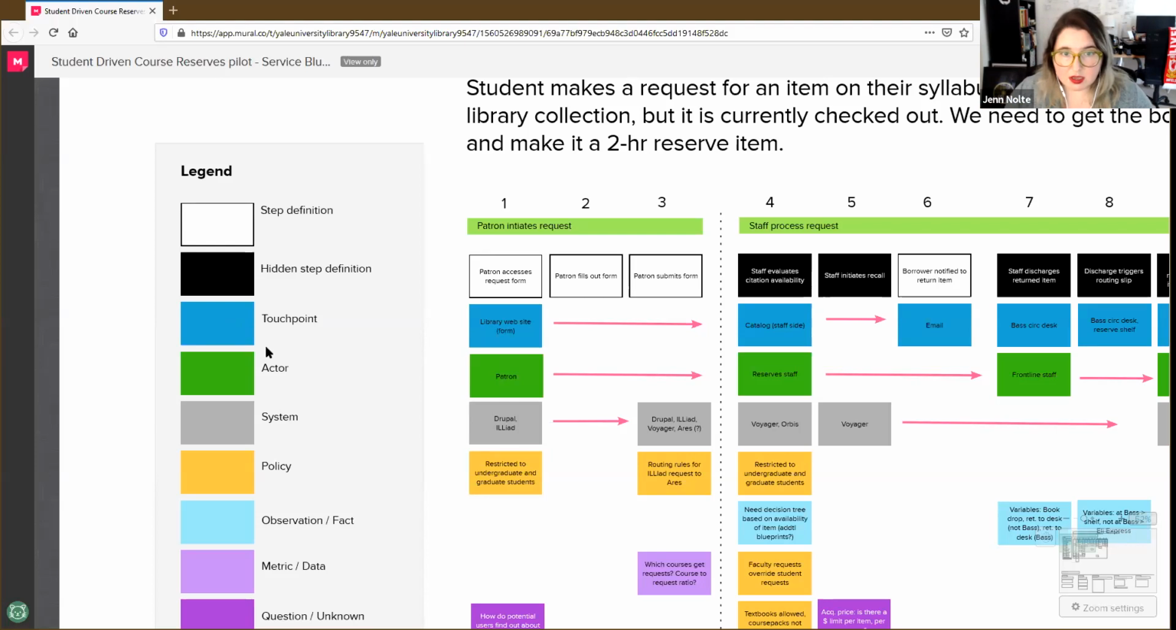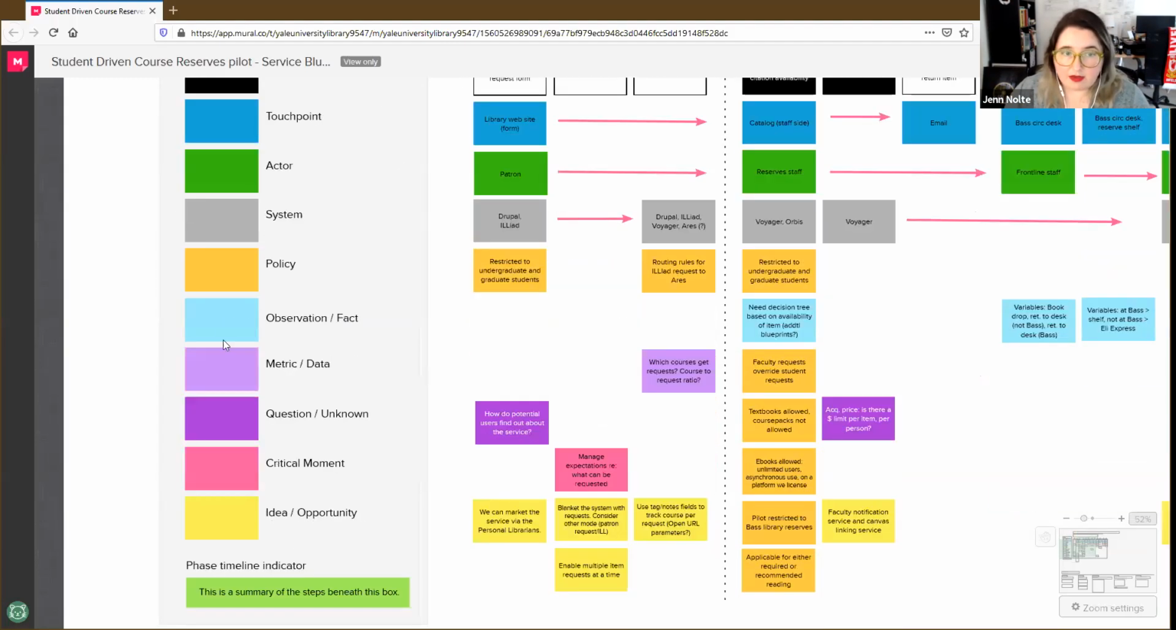Touch points, actors, so that's basically any person involved in the process. Systems, policies, observation or facts, metrics or data, questions or areas of ambiguity or uncertainty, critical moments, and ideas and opportunities, right?